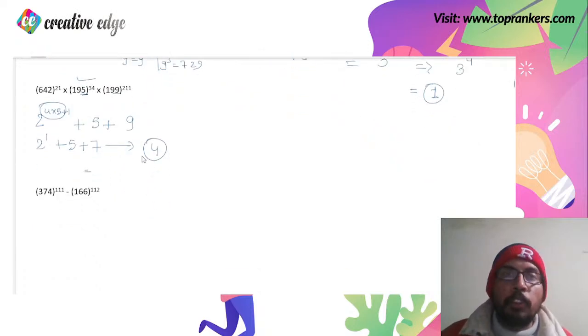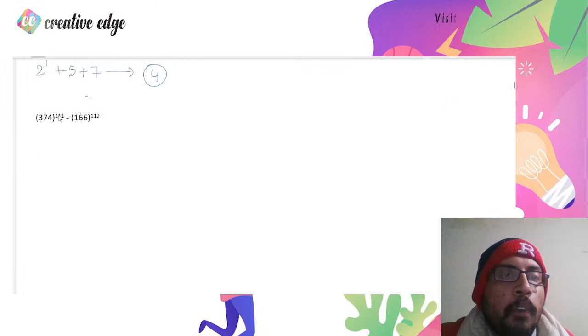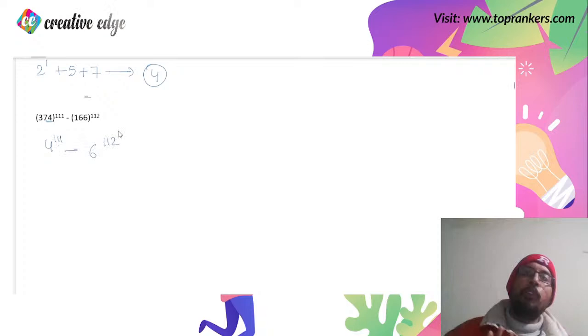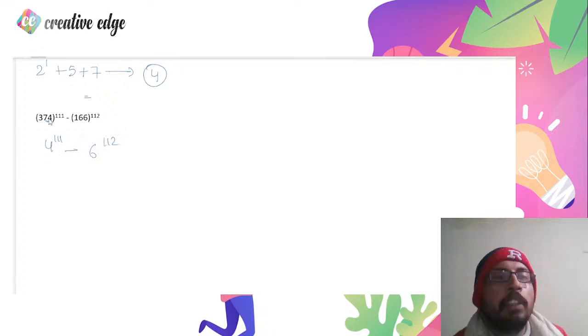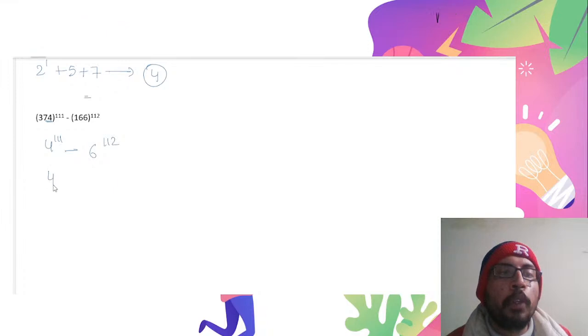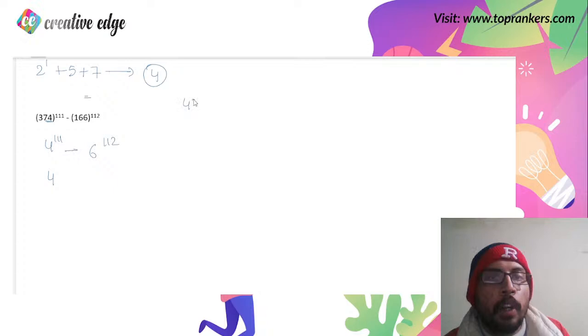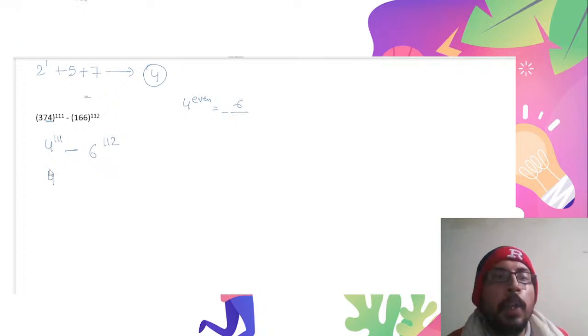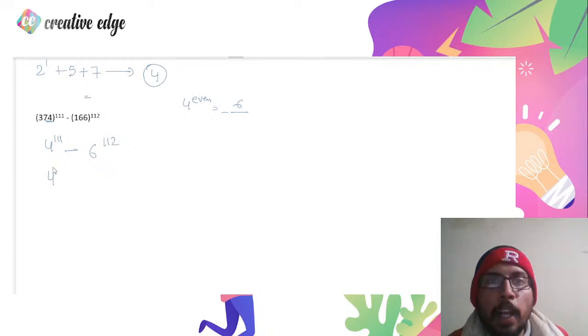Let's move towards our next question. This is 374 to the power 111 minus 166 to the power 112, that is, 4 to the power 111 minus 6 to the power 112. I have to find the unit place only. I should not be worried about what exactly this 374 to the power 111 is. The unit place of 374 to the power 111 is going to be 4, as 4 has an odd power. Whenever 4 has an odd power, it will always produce 4 at the unit place. If we have 4 to the power an even number, it will produce 6 at the unit place. For example, 4 to the power 2 is 16, 6 at the unit place. So 4 to the power an odd number gives me 4 at the unit place, minus 6 to the power something.